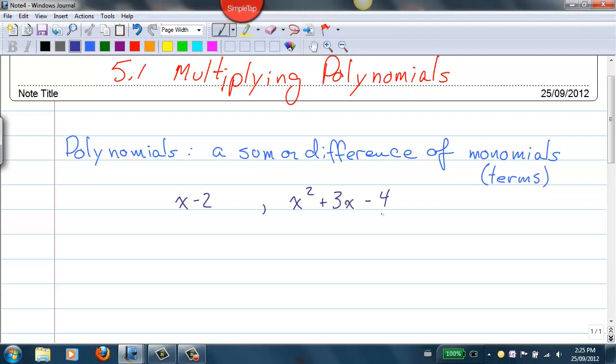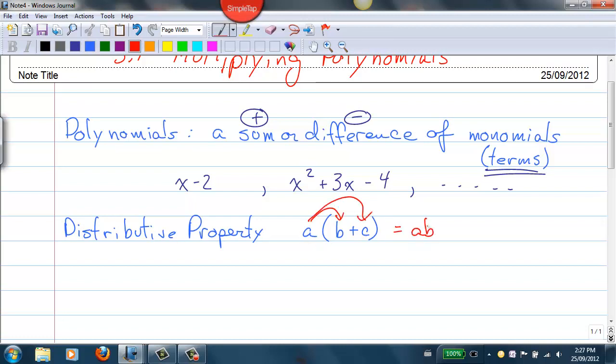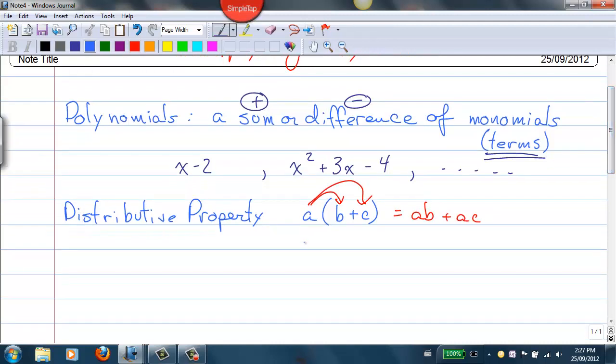So a polynomial could be something like x minus 2, two terms, or x squared plus 3x minus 4, three different terms that are being added or subtracted. The distributive property is something that you would have learned in grade 9. An example would be something like a times (b plus c). And what the distributive property tells us is that we need to go a times b and a times c. Whatever's on the outside of the bracket affects everything on the inside.